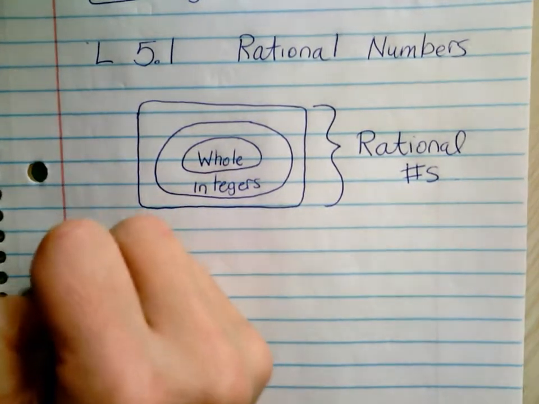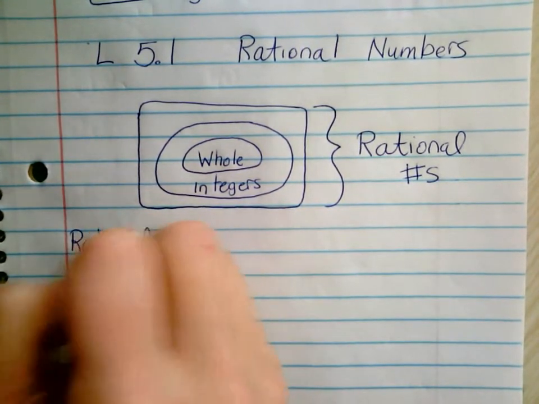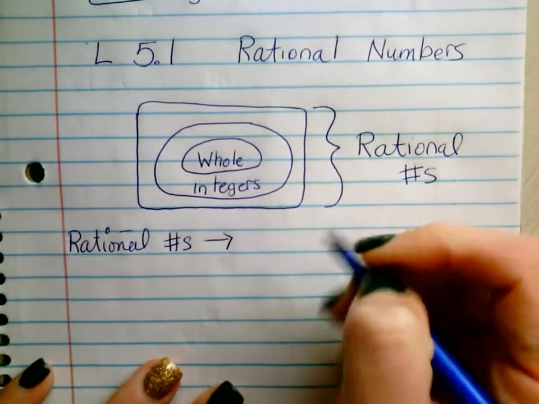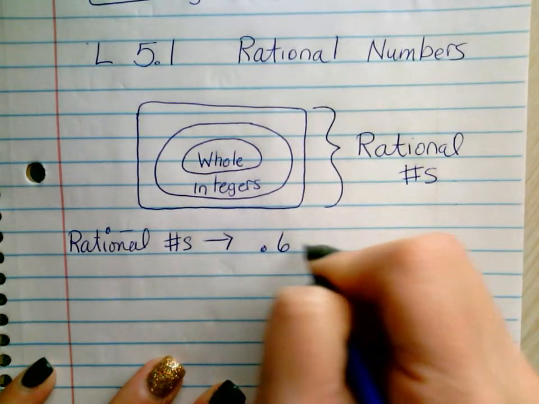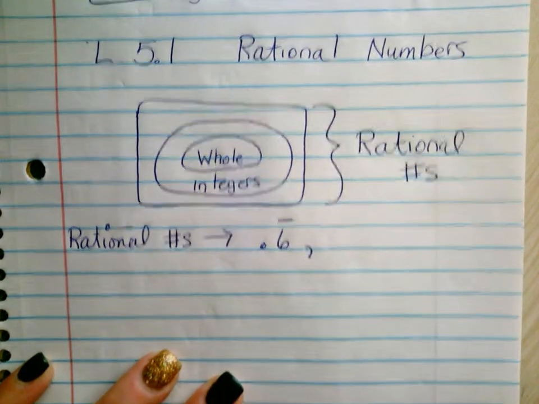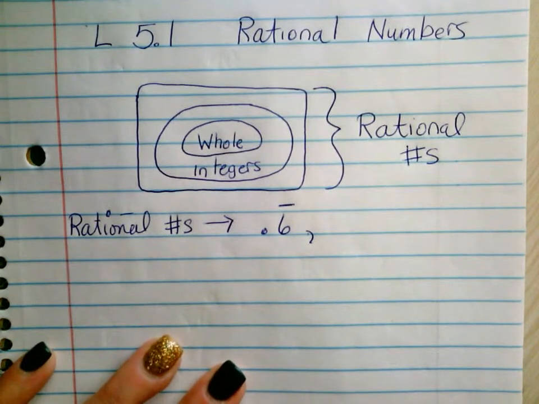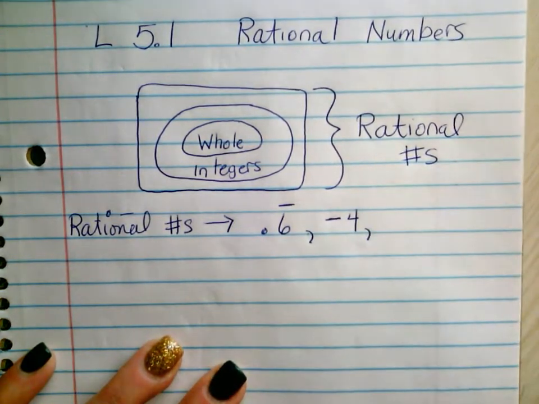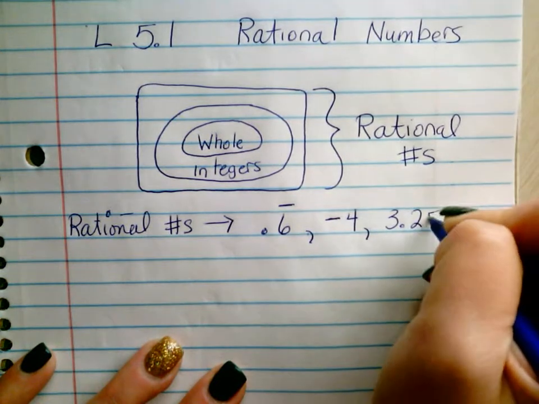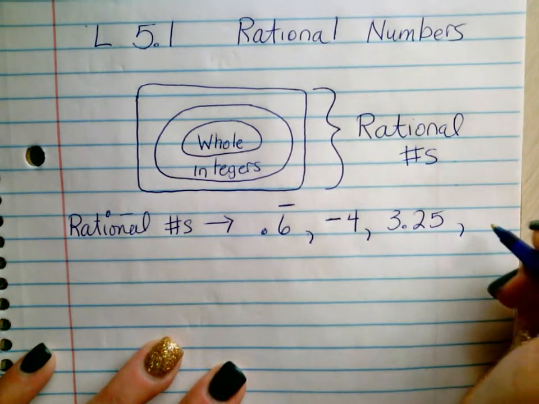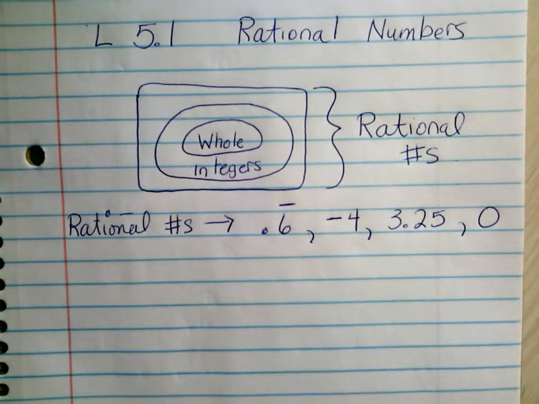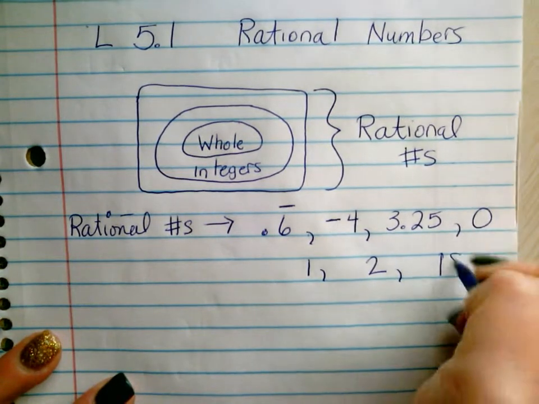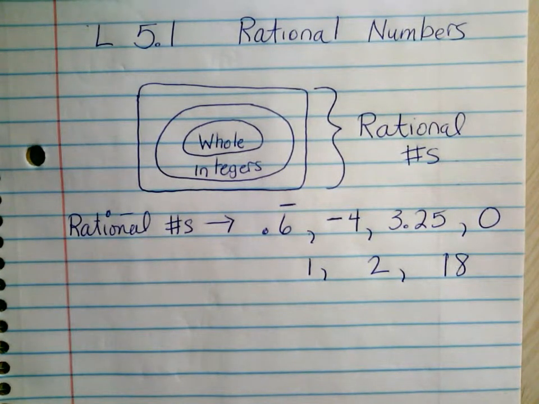I'm going to go ahead and write it a little bit of a different way. Rational numbers might include 0.6 with a repeater. Rational numbers might include -4, 3.25, 0, 1, 2, 18. All of those are rational numbers.